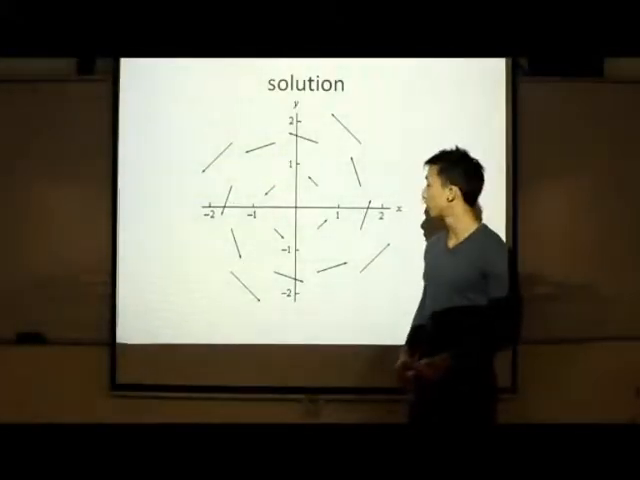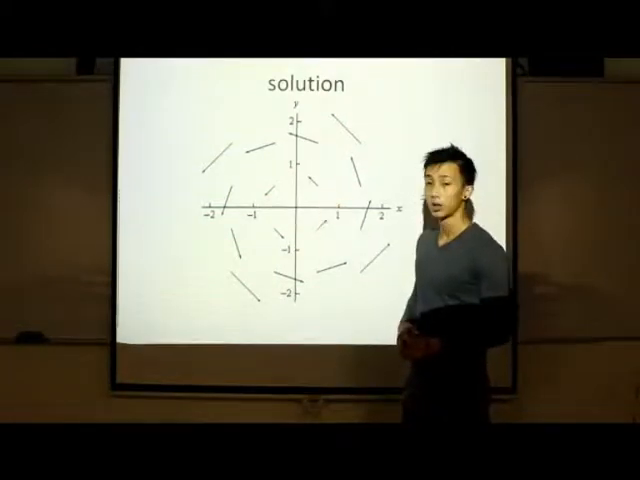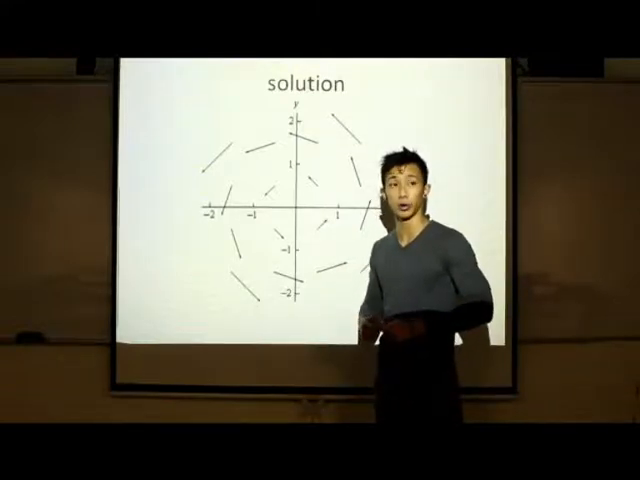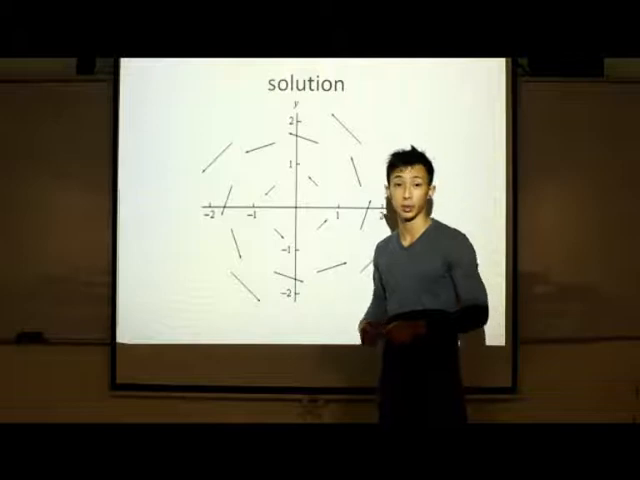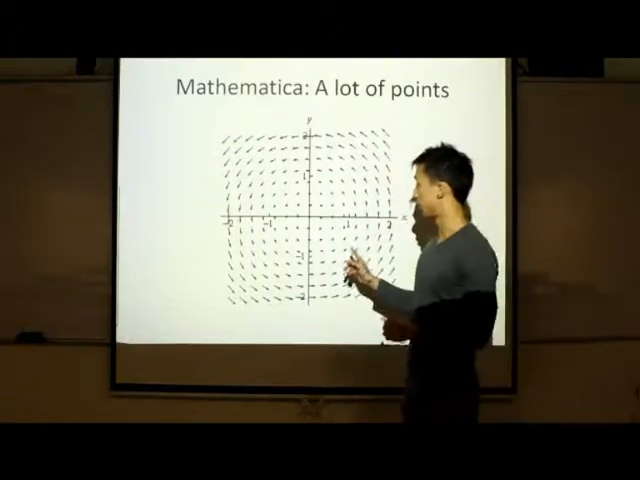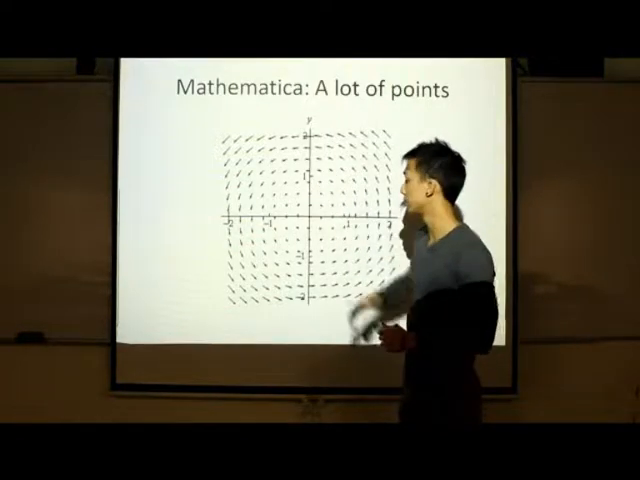As you can see, the overall graph should yield this kind of picture. If you use more points, you should get something like that. But if you want to use all the points, use your Mathematica and you should get this picture. All the arrows represent the magnitude and direction.